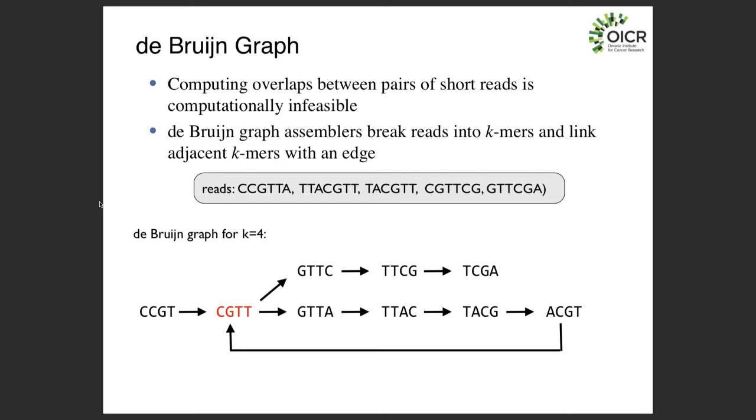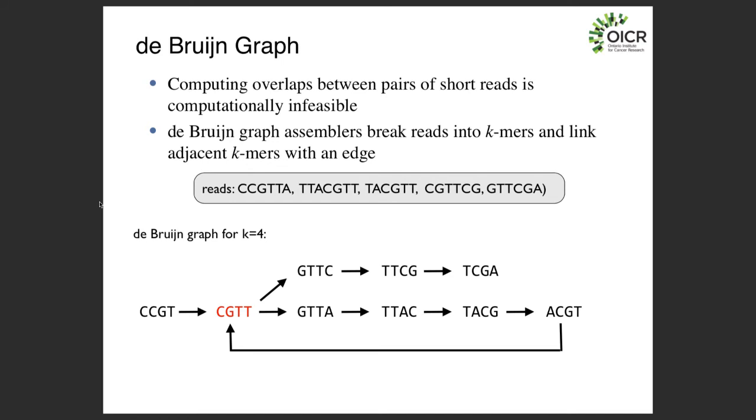in our read set. And whenever we see k-mers that are adjacent in our reads, we put an edge. So for the benefit of this half of the room, we're going to put a vertex in the graph for this k-mer, CGTT, here. And we're going to put a vertex in the graph for this k-mer, GTTA, here. And because they're adjacent in our reads, we put an edge between them like that.